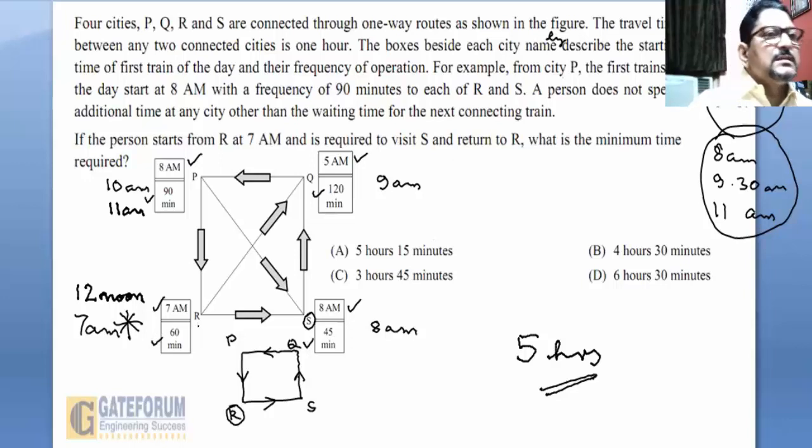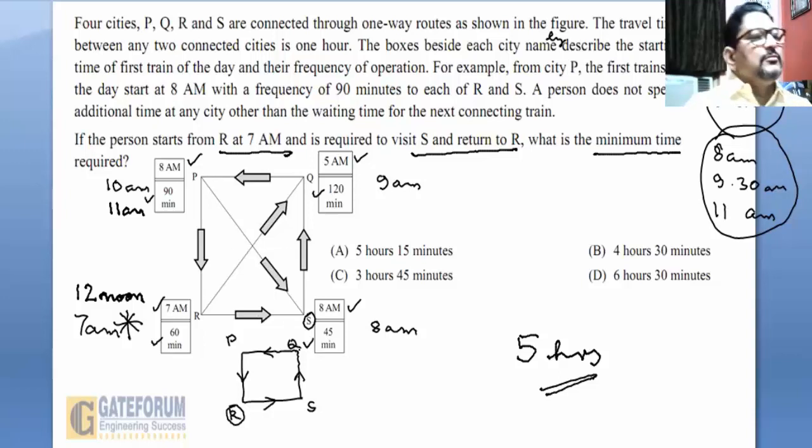But let's check once. He starts from R at 7 a.m. and is required to visit S and return to R. Minimum time has been asked for. Minimum time is the shortest route. So the route R to S, because he can't go anywhere else. If he goes to Q, he can't come back to S. And so that will be a much lengthier way: R, Q, P, S, and then again travel the same route. So that is not it. The shortest route is this.